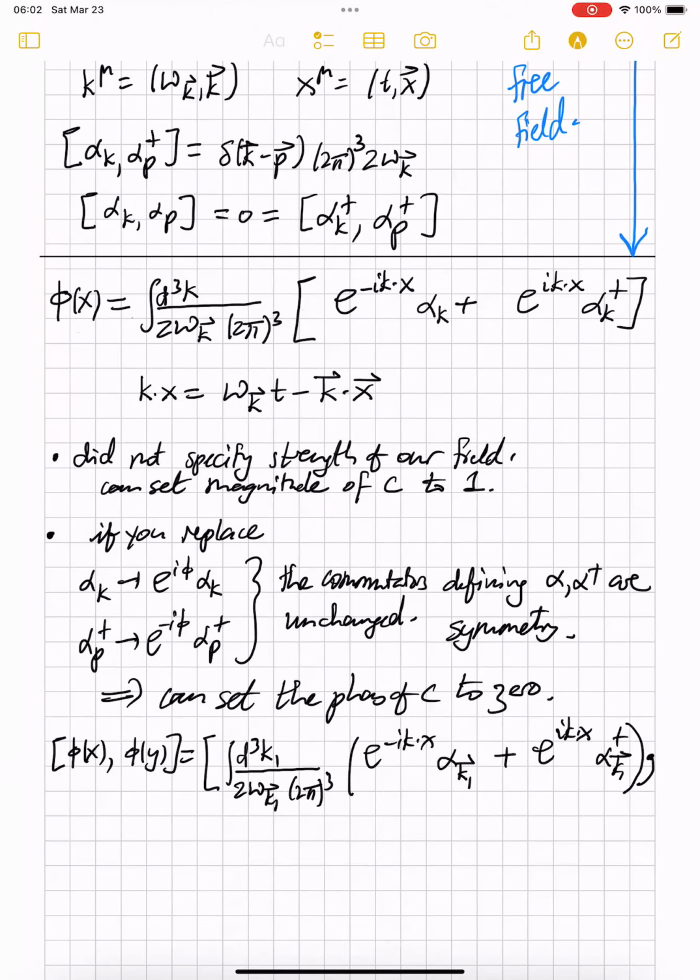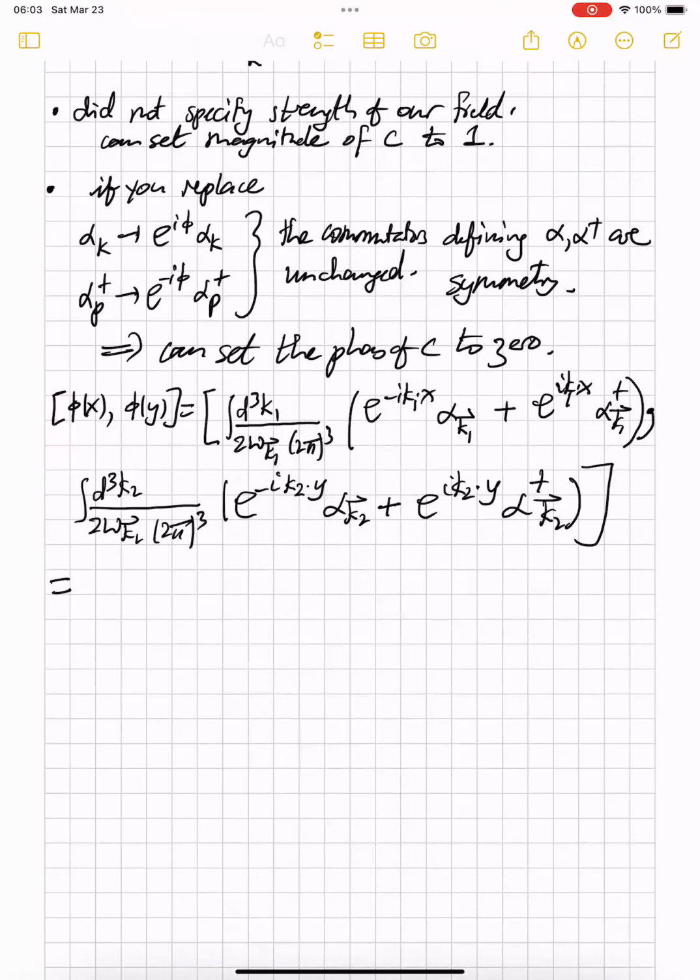And we're calculating that commutator with phi of y. Sorry, this should have been a k1 and a k1. And for phi of y, let's write integral d3 k2 over 2 omega k2 2 pi cubed, e to the minus I k2 dot y alpha k2 plus e to the I k2 dot y alpha dagger k2. And that's the commutator we want to calculate. Good. So let's get going with this.